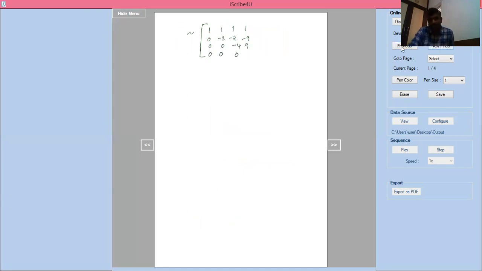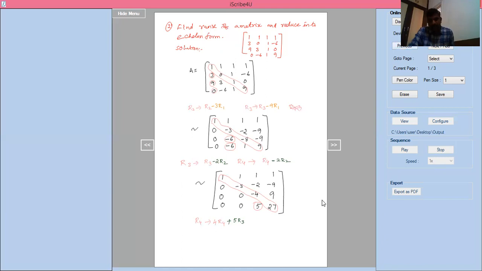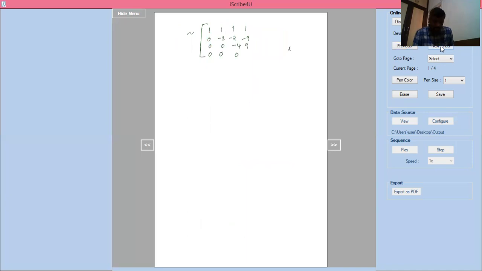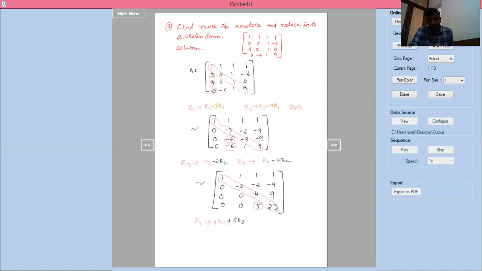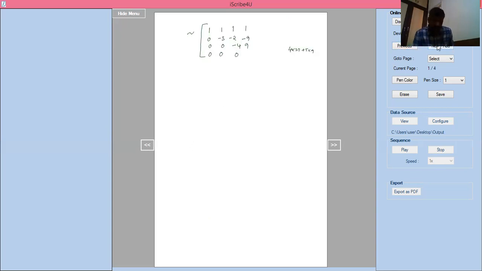Now here what is there? If you see this, here 27 is there. You multiply 4 into 27, plus 5 into 9. This 27 is in R4, so 4 into 27 plus 5 into 9.